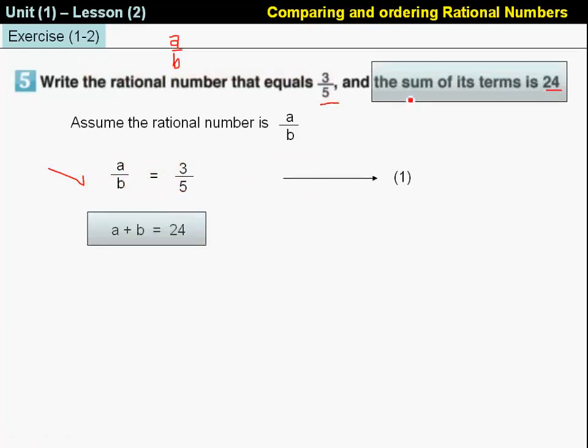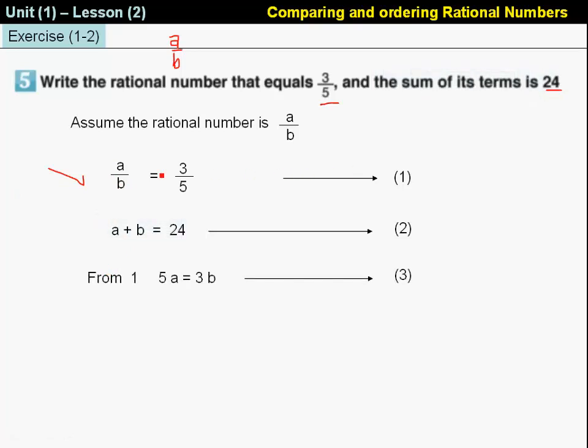And he said here the sum of its terms is 24. The rational number A over B has 2 terms, which are A and B. The rational number 3 over 5 has 2 terms, 3 and 5. He said the sum of its terms is 24, which means A plus B is equal to 24. We have two equations with two unknowns, A and B.